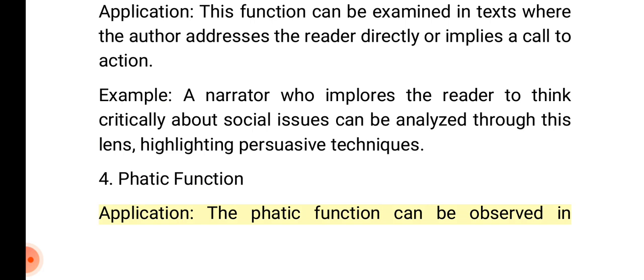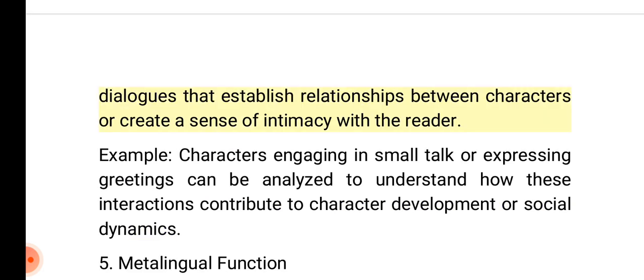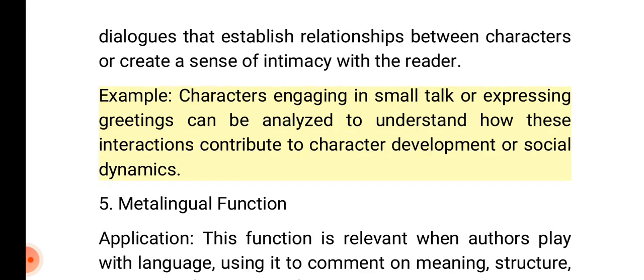The phatic function can be observed in dialogues that establish relationships between characters or create a sense of intimacy with the reader. Example: Characters engaging in small talk or expressing greetings can be analyzed to understand how these interactions contribute to character development or social dynamics.